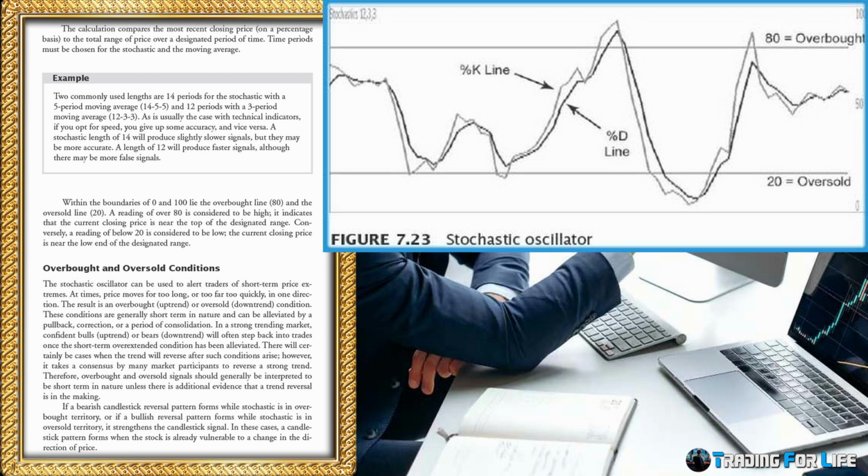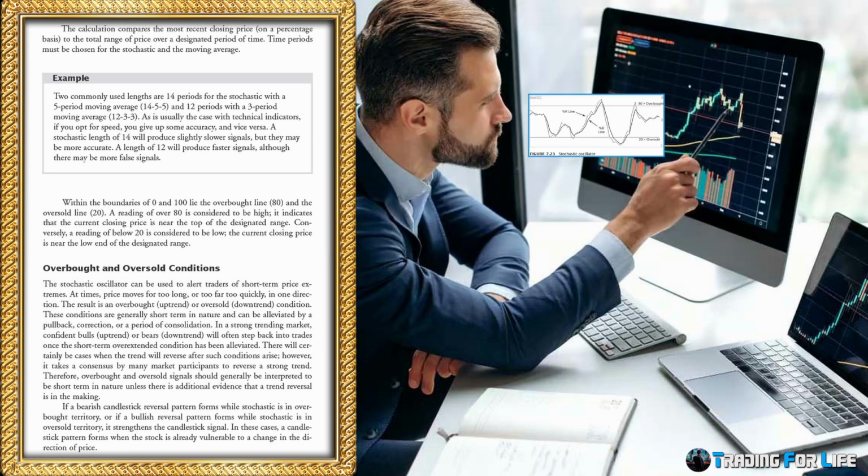A length of 12 will produce faster signals, although there may be more false signals. Within the boundaries of 0 and 100 lie the overbought line, 80, and the oversold line, 20. A reading of over 80 is considered to be high. It indicates that the current closing price is near the top of the designated range. Conversely, a reading of below 20 is considered to be low. The current closing price is near the low end of the designated range.